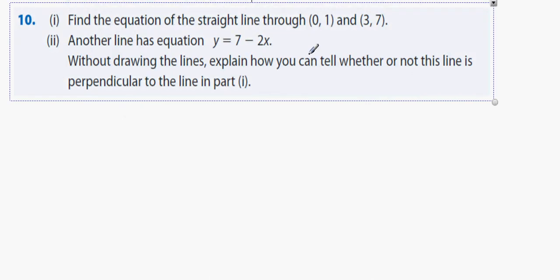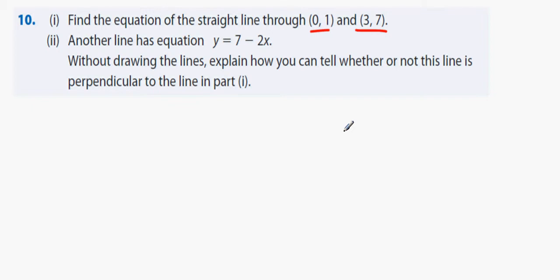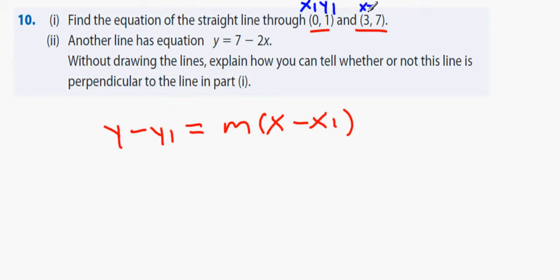Question 10. Find the equation of a straight line through (0, 1) and (3, 7). When we know 2 points, the equation of a line we need is y minus y1 equals m into x minus x1. And what we can do with this is we can say that this is x1, y1, x2, y2. So we can say that this is y minus 7.